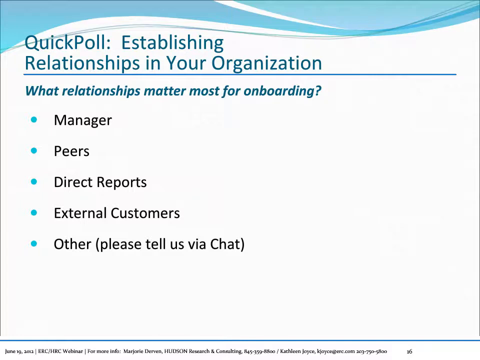As I mentioned, we've got a majority here. You should be seeing the results now. The majority is that managers are perceived as being the most important relationship to be developed through effective onboarding. Peers come in at about 25%, 13% direct reports, 10% external clients. What I find interesting here is we really didn't give you the opportunity to choose all that apply. You had to pick the most important. So what do you think of that, Marjorie?